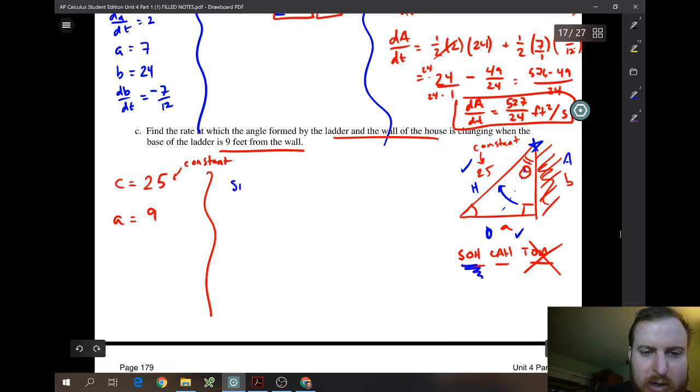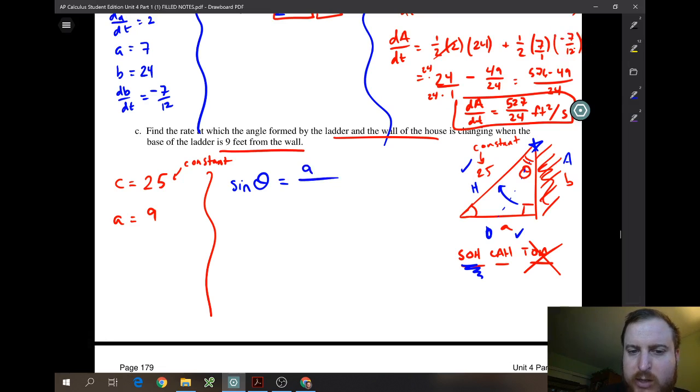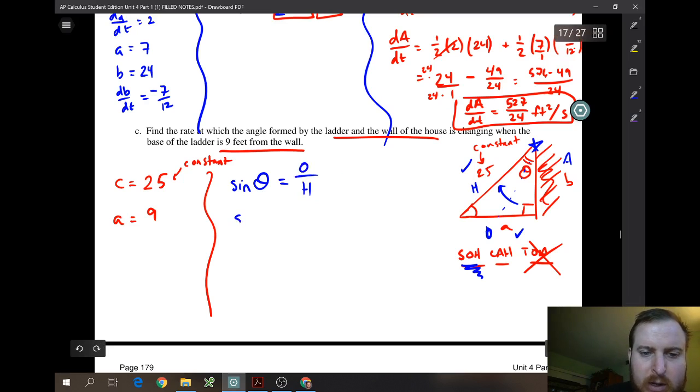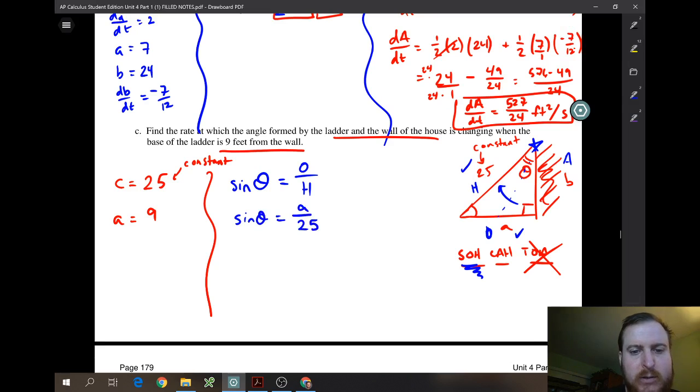So we're going to use sine of theta equals opposite over hypotenuse. Now the opposite in this case is A. Again, I'm not going to put in 9 because it's changing. Over, now for the hypotenuse, I can put in 25 because it's a constant. That's important. Now if you wanted to start this off with O over H, you can do that, if that helps you. And then just plug in A because it's changing, and we're going to plug in 25. That's probably the hardest concept for students to realize: only plug in constants.